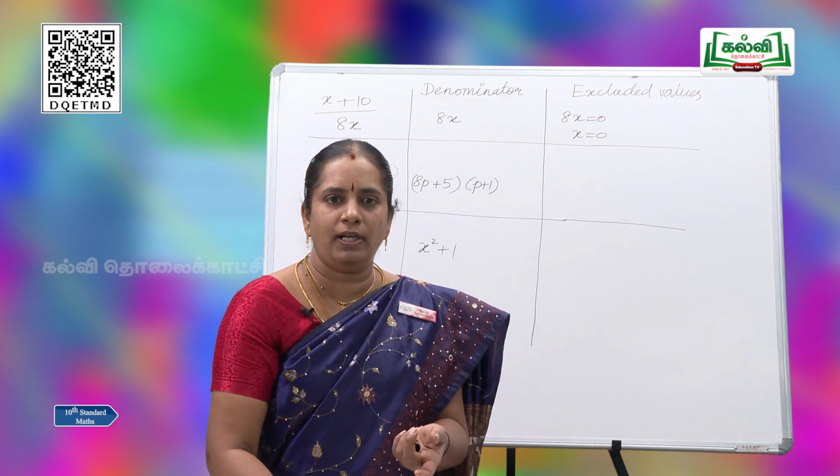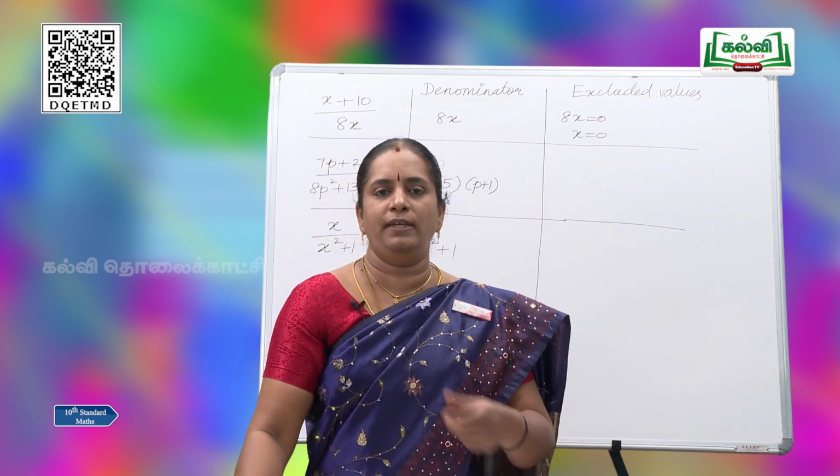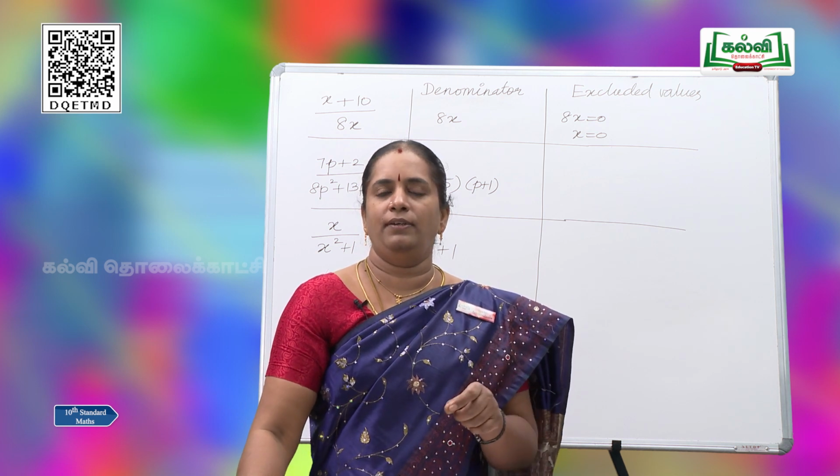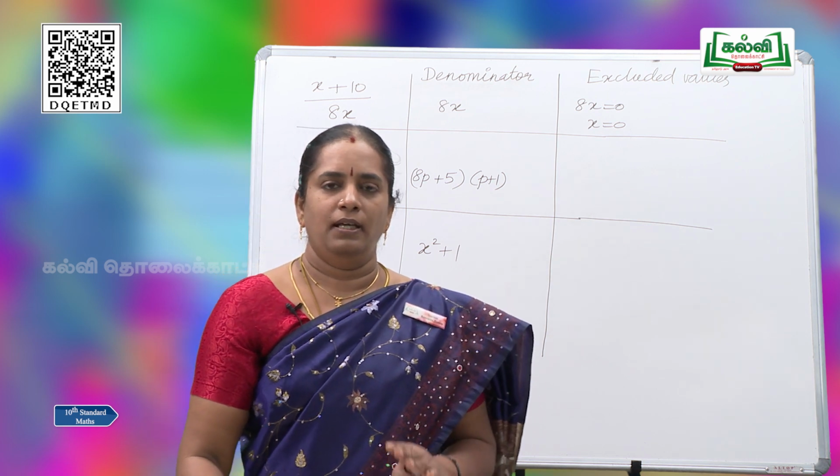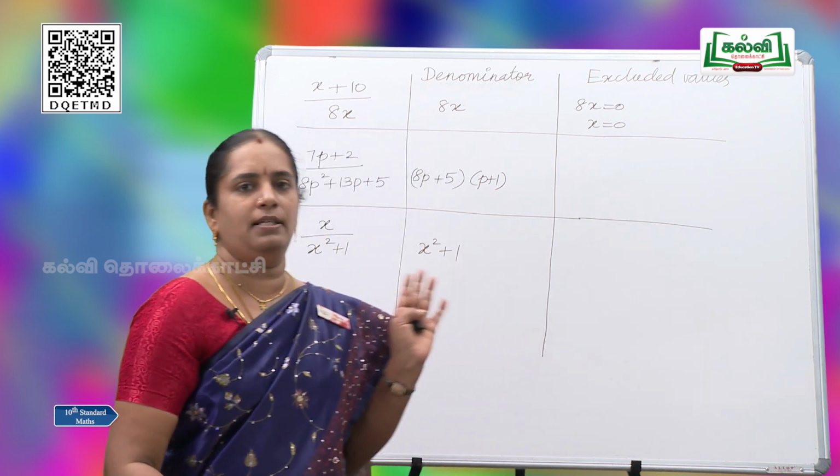What do you mean by excluded value? We have to neglect, we have to leave that value. So, we have to leave the value of x as 0. So, 0 should not be taken as the value of x in this rational expression.